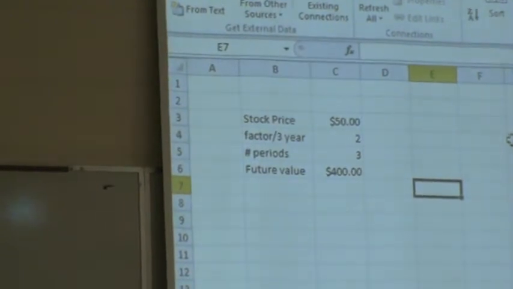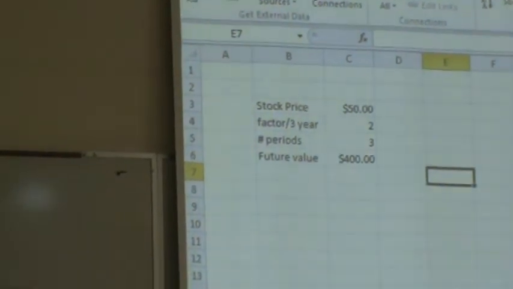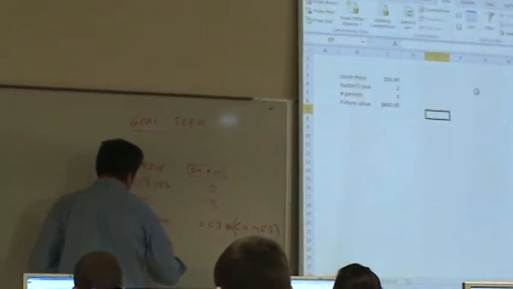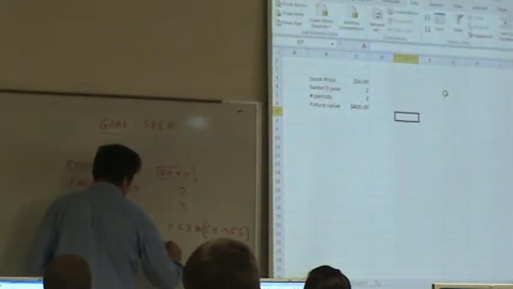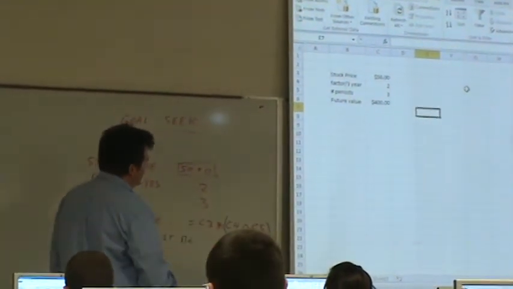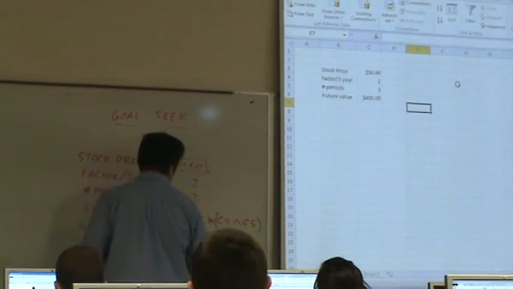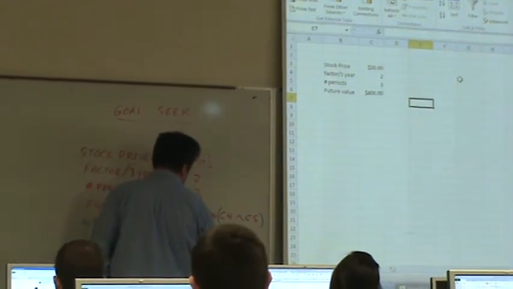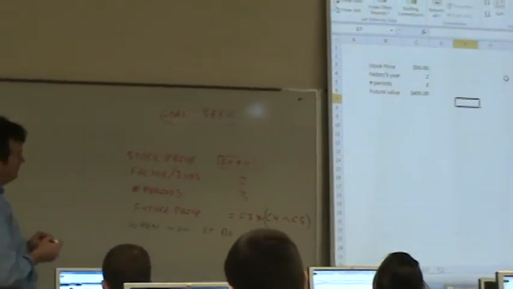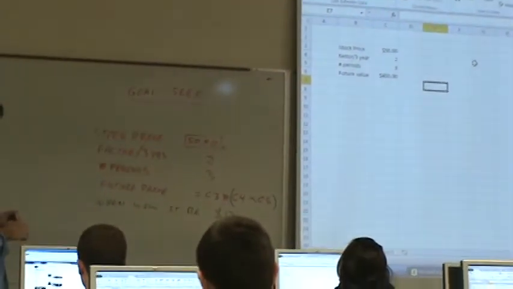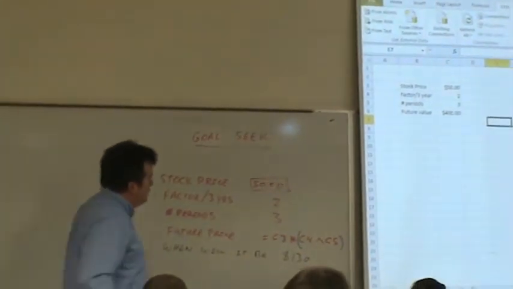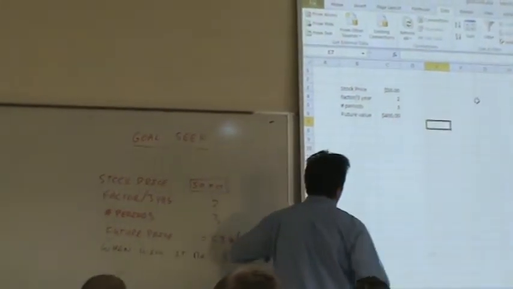Now, if we were asked the question, when will it be, that takes a number that's not even a multiple, when will it hit $130? How long will it take till the stock goes from $50 to $130? We can use goal seek.